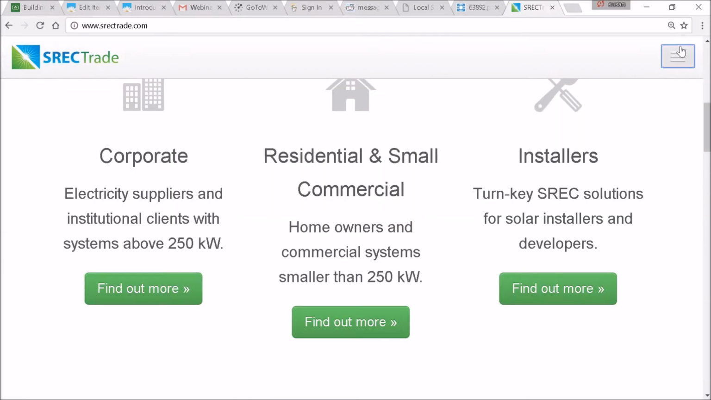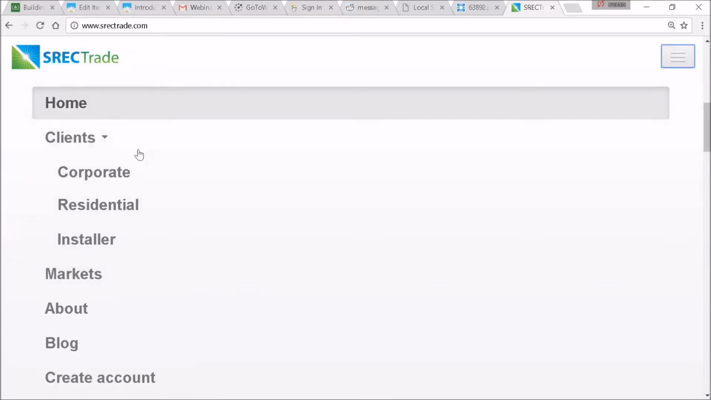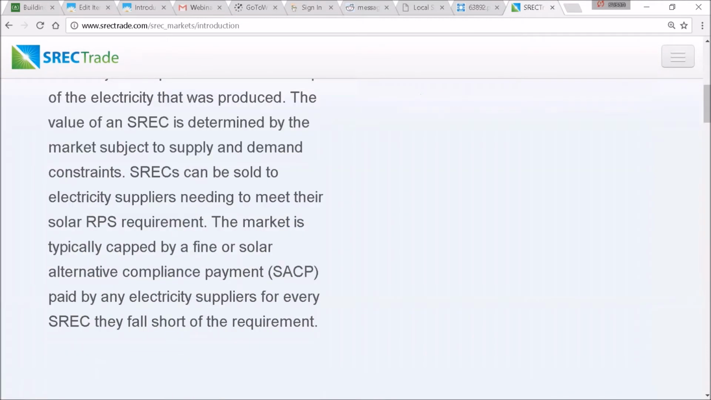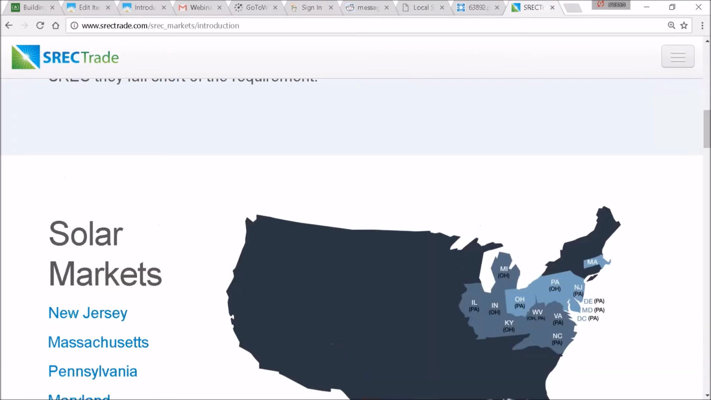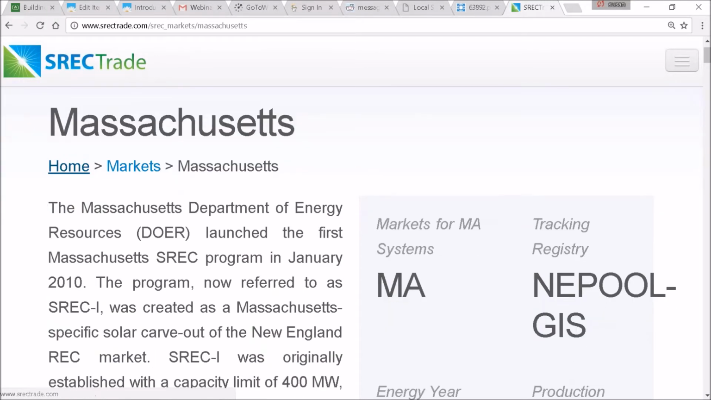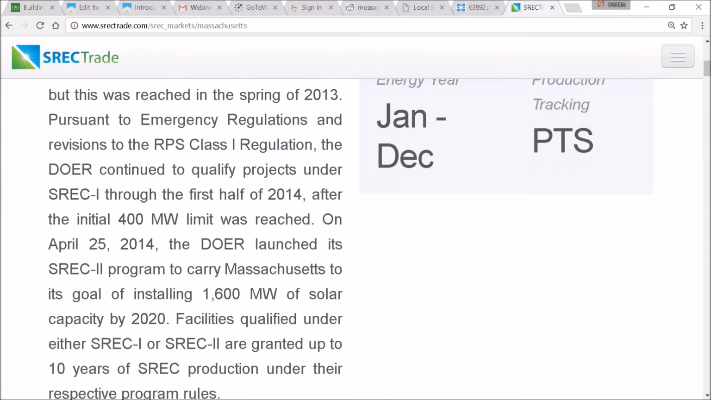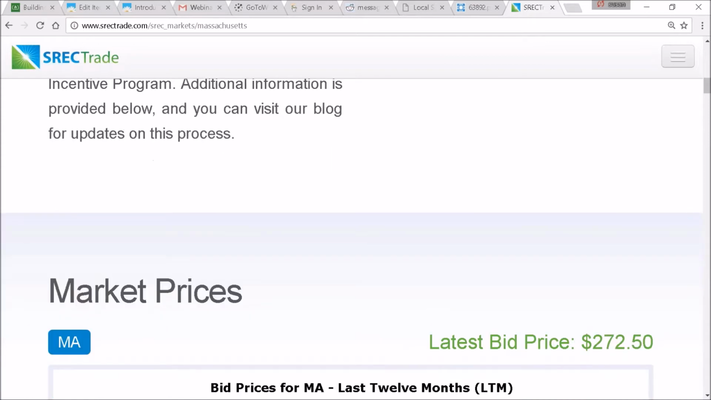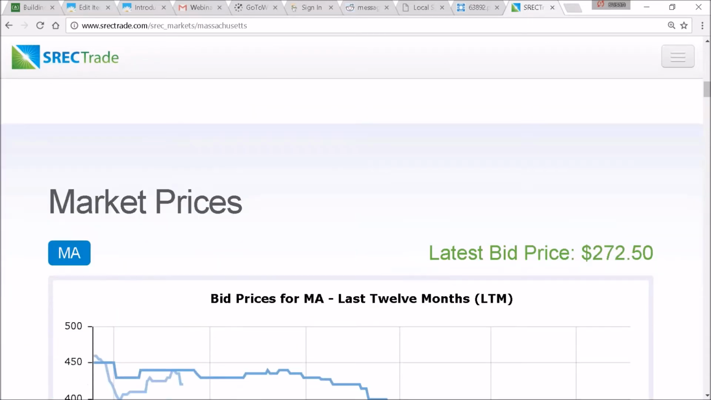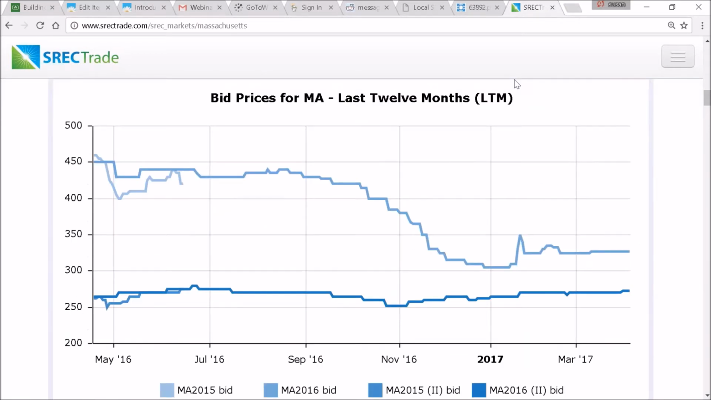So what we're going to do here is get into their markets and kind of explain a little bit more about SRECs. But here are our markets, and if we just wanted to see what the price of renewable energy credits in Massachusetts is selling for right now, we can go to this SREC Trade site, and here we go. The latest bid price was $272 for an SREC.